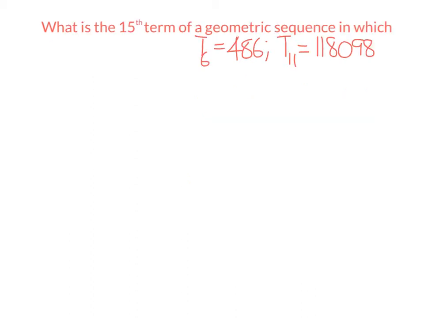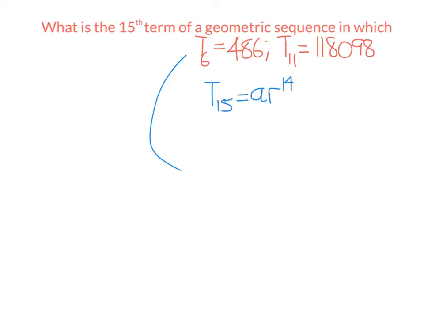All right, let's now do one more question where you're not actually told A or R specifically. So let's have a look at this one. What is the 15th term of the geometric sequence in which the 6th term is 486 and the 11th term is 118,098? So the thing is, we know that T15 is equal to A times R to the power of n minus 1. The problem is here, we're not told A and we're not told R. So we have to do a bit of work to find out what A and R are.